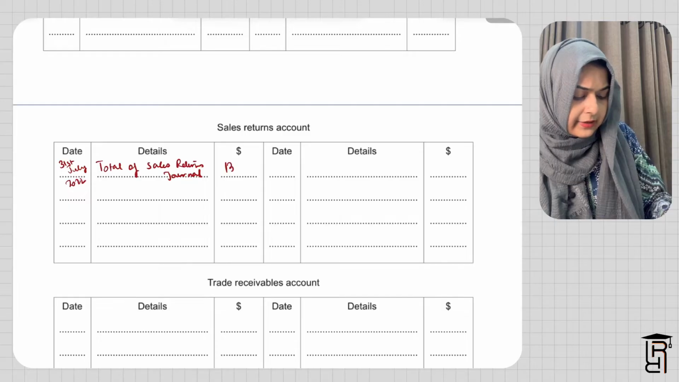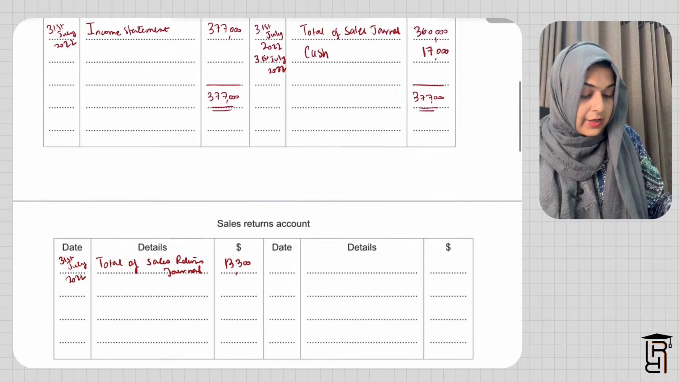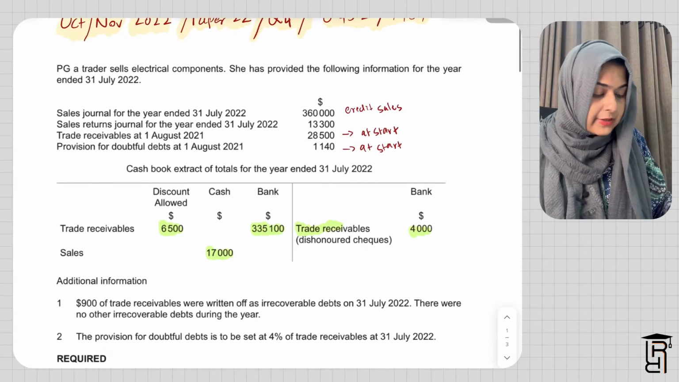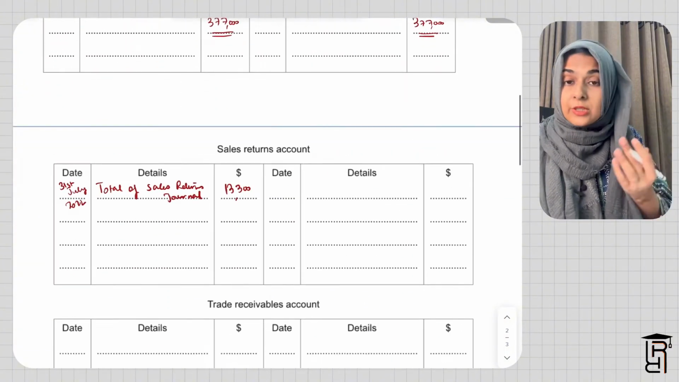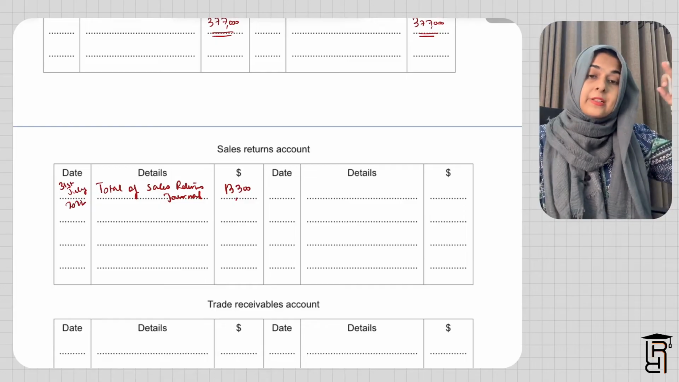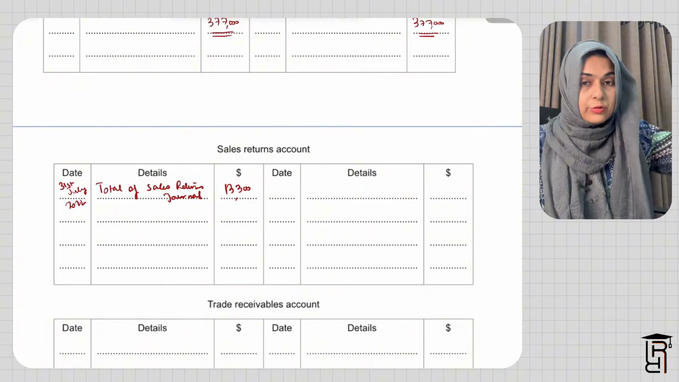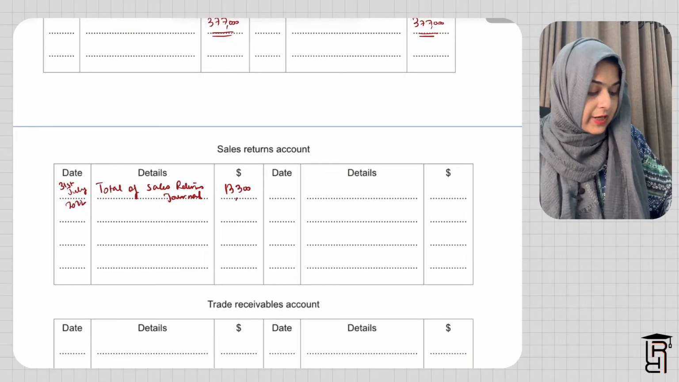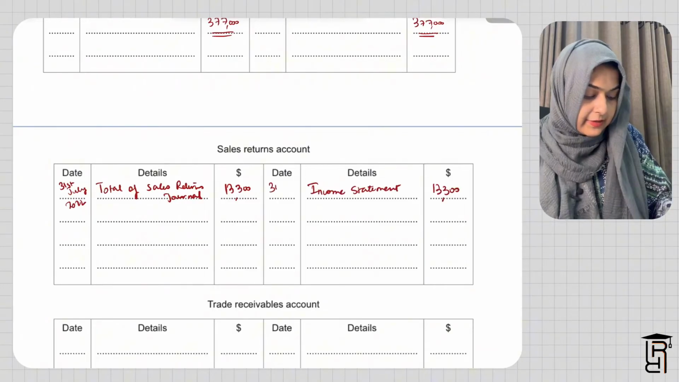I'll write here 13,300. This will be my total sales returns, and then you will have to transfer this to income statement as well. Sales returns also comes in the income statement. It's basically subtracted from revenue. You subtract the sales returns. So I'll write here income statement. I'll write here 31st July 2022. I'll total this account 13,300 on both sides.